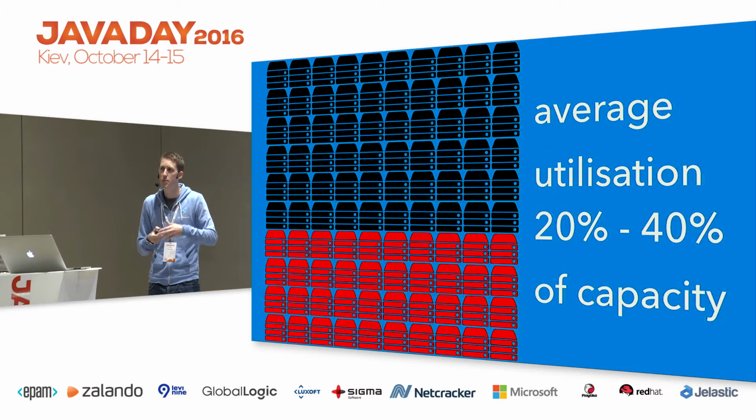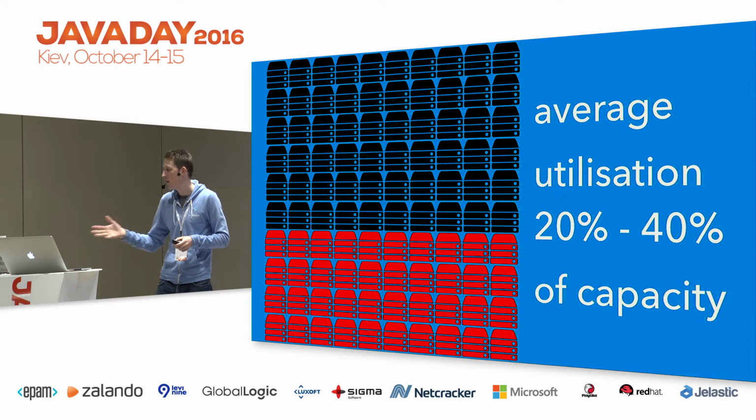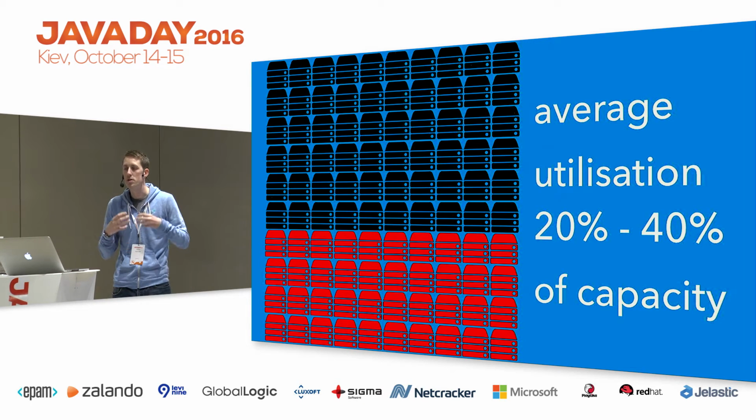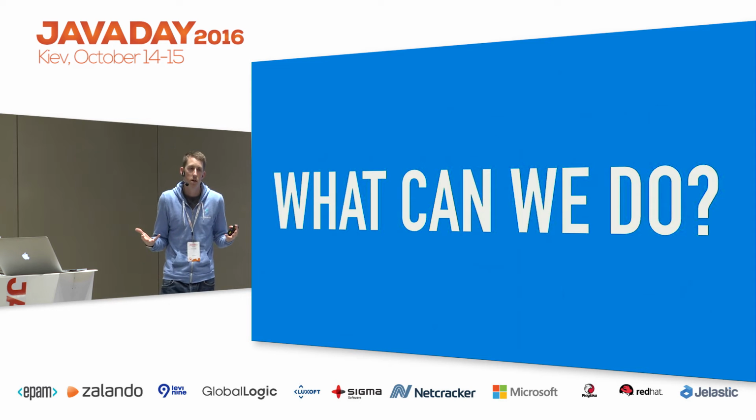And again, if this is supposed to be a utility model of computing, this is like having a water tap in your house that you have running 24 hours a day just in case you need to go and get a glass of water in the middle of the night. And that's ridiculous, right? We don't do that at home for utilities. So what can we do, right? It seems like we're stuck in a bit of an impossible situation.